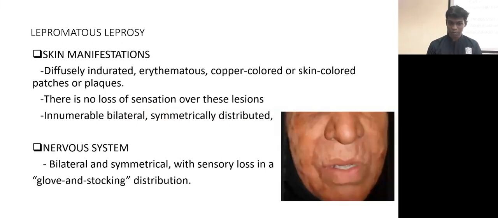The next type is lepromatous leprosy. In this, we usually see diffusely infiltrated erythematous, copper-colored or skin-colored lesions, and there will be no loss of sensation over the lesions. The lesions will be innumerable and usually symmetrically distributed. When it comes to the nervous system, it will be bilateral and symmetrical, with sensory loss in a glove-and-stocking distribution.